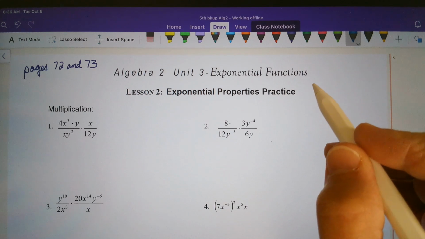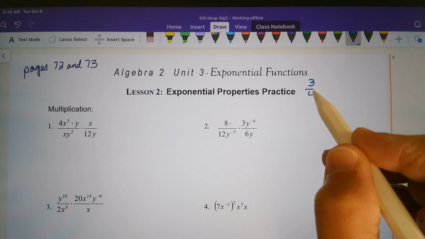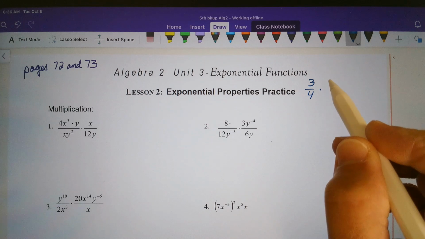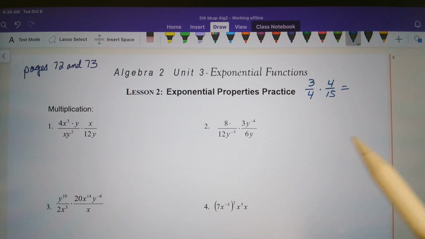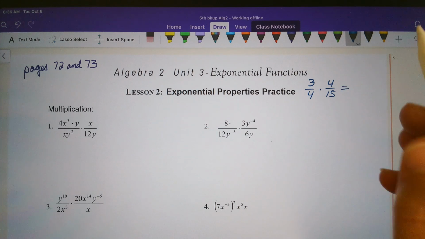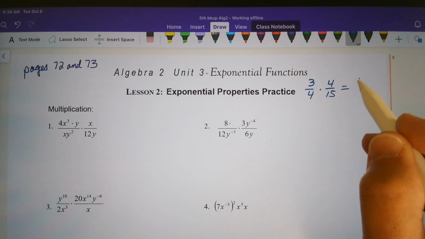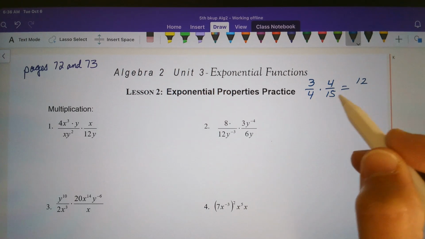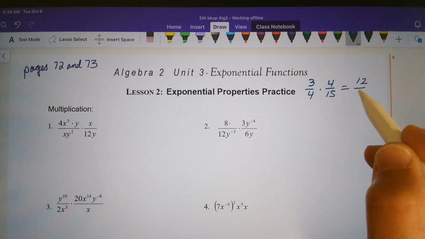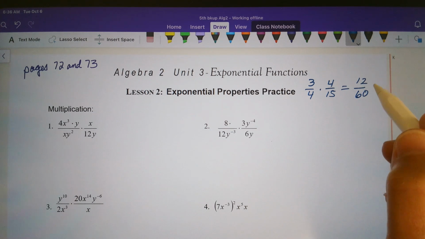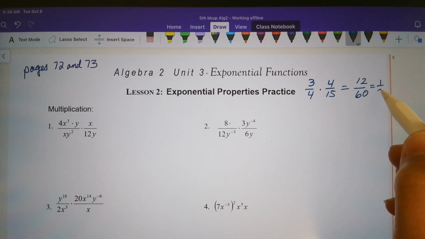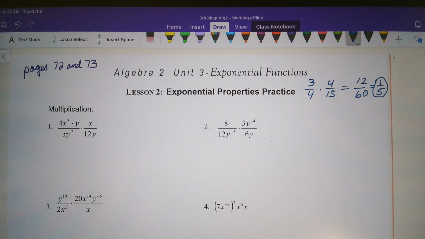Let's take two fractions, say 3/4 times 4/15. To multiply two fractions, we would multiply the numerators. 3 times 4 is 12, and multiply the denominators. 4 times 15 is 60, and then reduce this. Well, 12 actually goes into 60 5 times, so this would reduce to 1/5. That's one way of getting our answer.